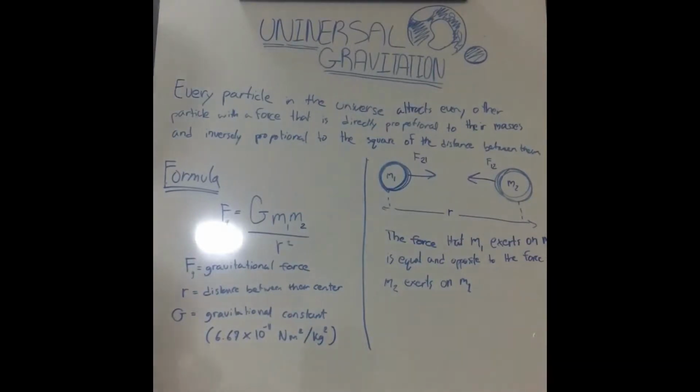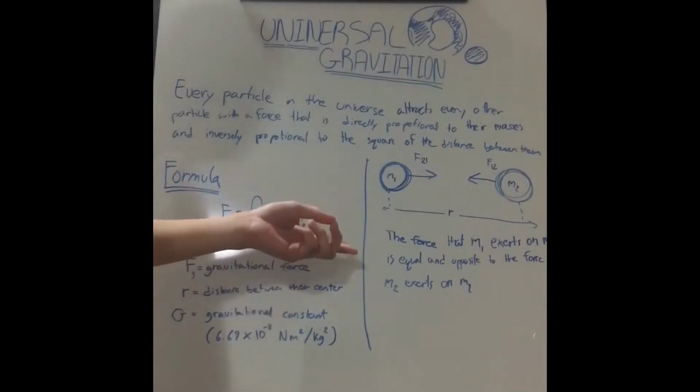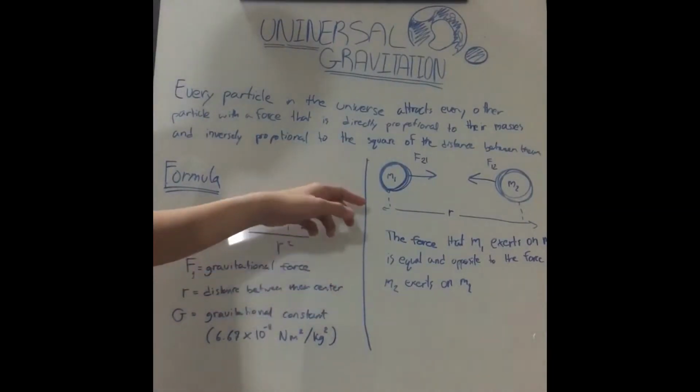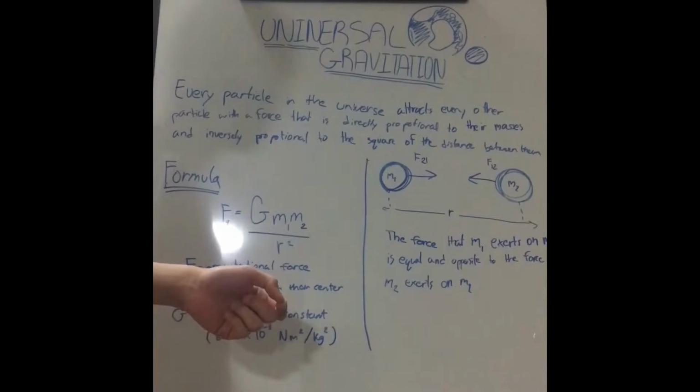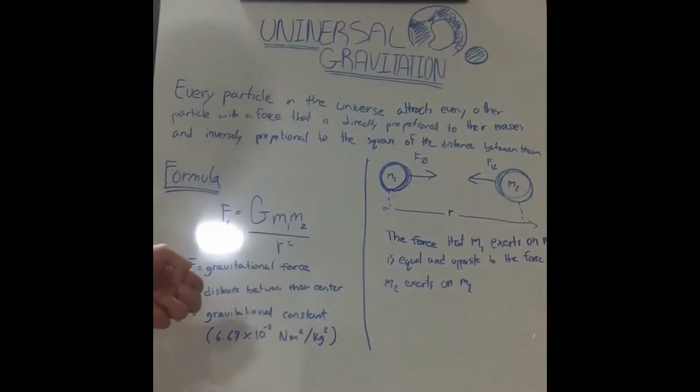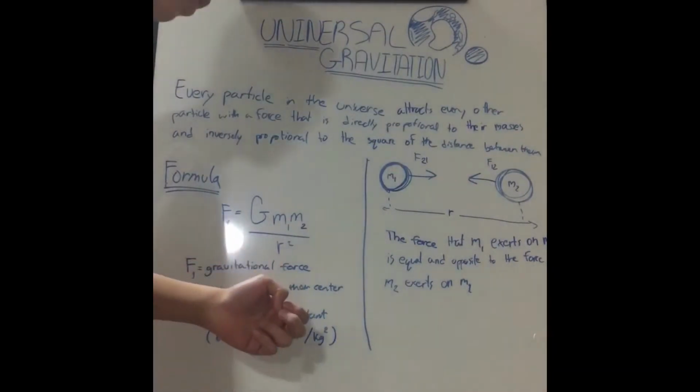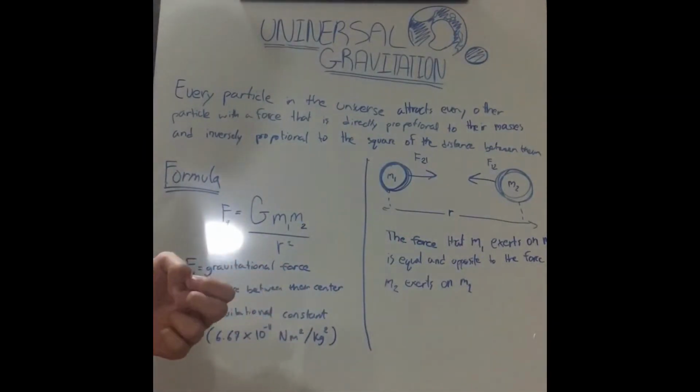Hello, today I'm going to present about universal gravitation. It states that every particle in the universe attracts every other particle with a force that is directly proportional to their masses and inversely proportional to the square of the distance between them. In this diagram, the force that mass 1 exerts on mass 2 is equal and opposite to the force mass 2 exerts on mass 1.